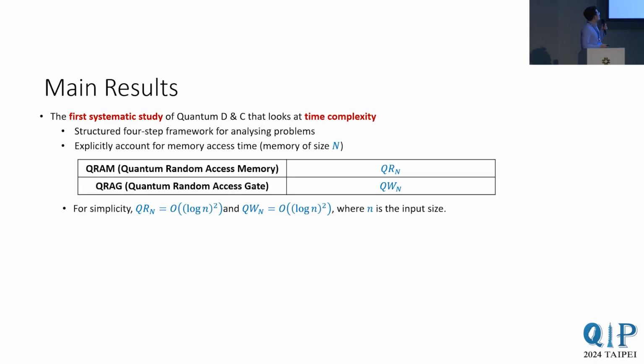And as we are talking about time complexity, of course, we should mention memory here. Basically, we consider two memories. The first one is QRAM, and the other is QRAG, named after the tutorial. We use QR and QW to denote the time to perform the memory operation. For simplicity, in this talk we assume QR and QW are always upper bounded by the square of log N, where small n is the input size and capital N is the size of memory.